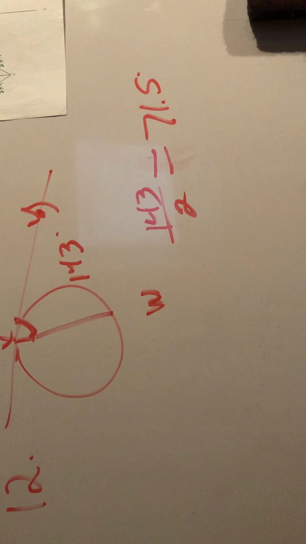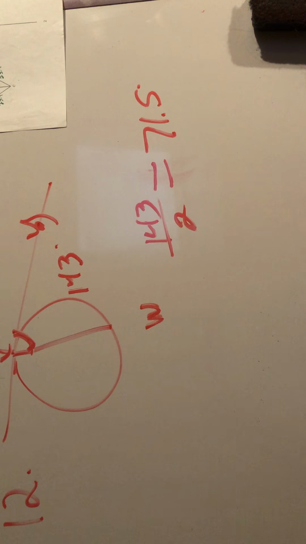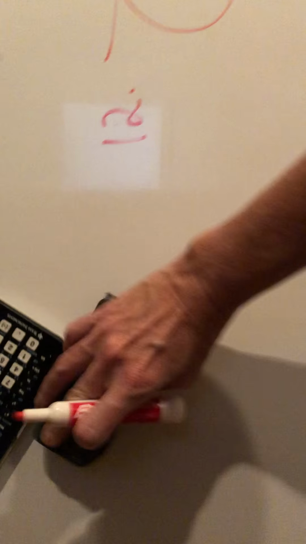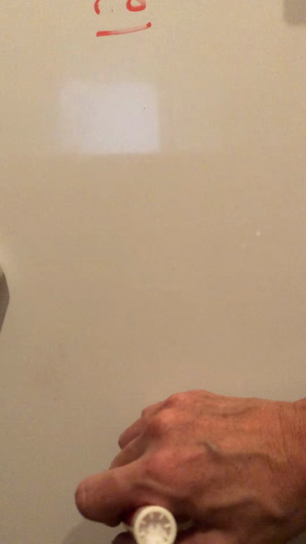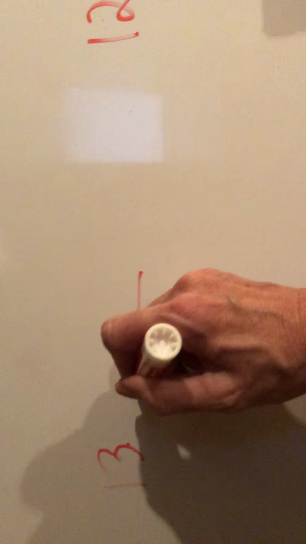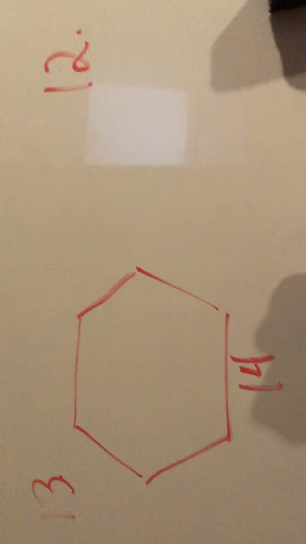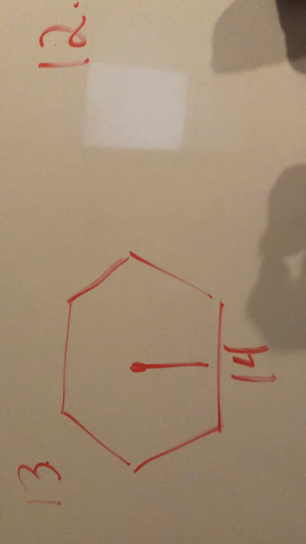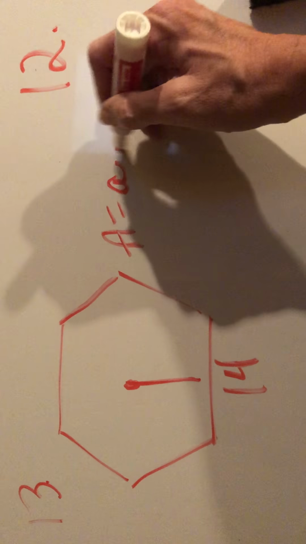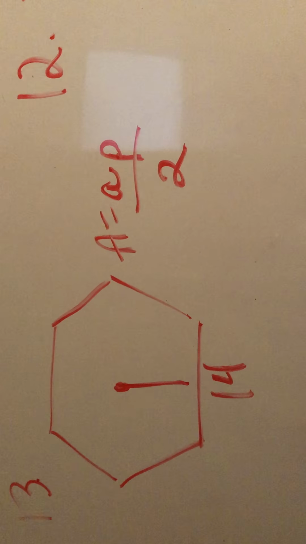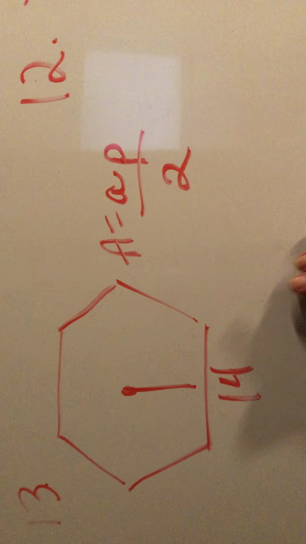On number 13, let's see, we're painting the floor of a gazebo. It's in the shape of a regular hexagon. We want the total area that must be painted on the floor. So it's a regular hexagon. This is number 13. It's a regular hexagon, so draw a hexagon. You were given that the side length is 14. And remember, to find the area of a regular hexagon, it's apothem times perimeter divided by 2. Apothem times perimeter divided by 2. We've got a 14-foot side, so we need the apothem.